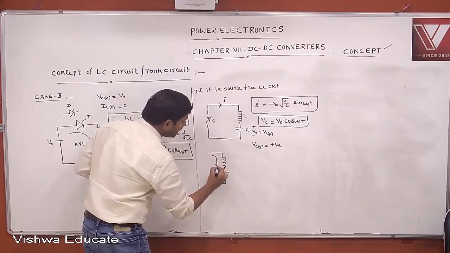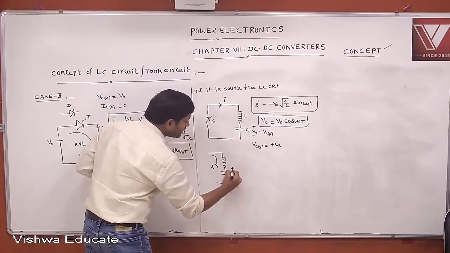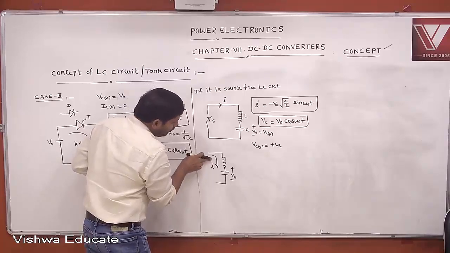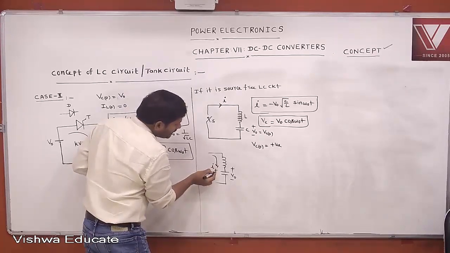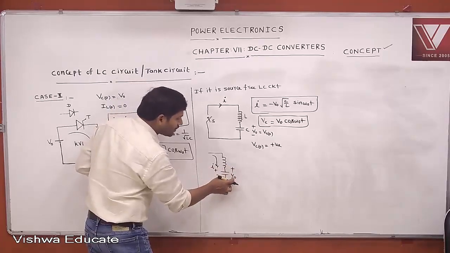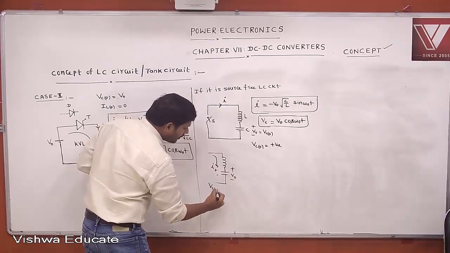the direction of current is like this. If it is given that plus V0, then with respect to the current direction, the polarity is given like this, plus minus. The given polarity is also plus minus. Then you take Vc of 0 equal to plus V0.